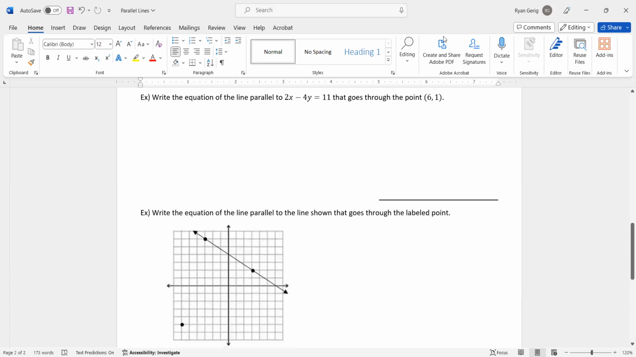Write the equation of the line parallel to that line that goes through the point 6, 1. So the first step is find the slope of the given line. You'll see me do this sometimes: m of the given, which means slope of the given line. So not as easy this time. I've got to move this around. I've got to subtract 2x.